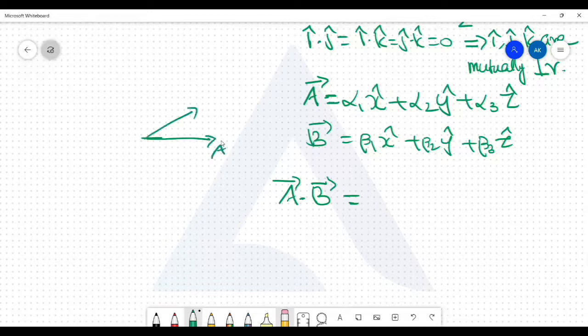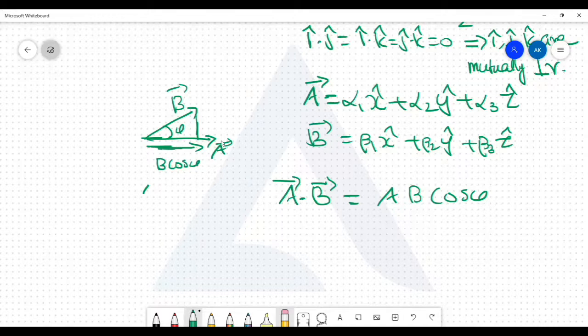This is our A, this is B, and we are defining A dot B equal to AB cos theta, right? Which means this is B, then of course this is theta, this is B cos theta. A dot B means A B cos theta. That is the product of A along with the component of B along A. So dot product will give you how much a vector has component along the other vector. Dot product 0 means two vectors are mutually perpendicular. That is, there is no component of B along A. Okay, that is the physical meaning.